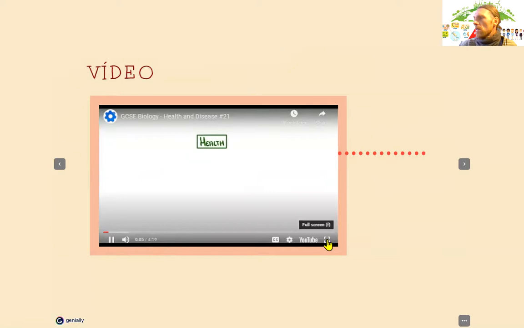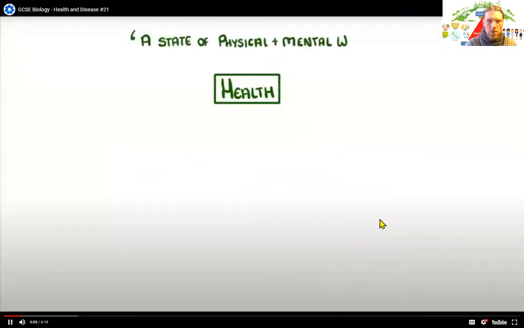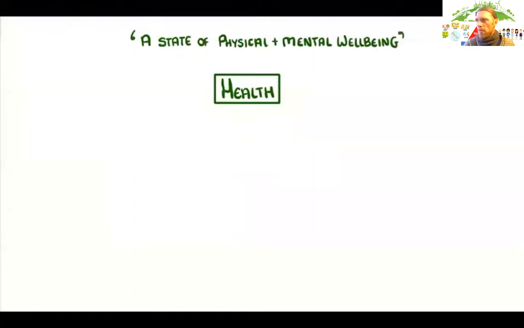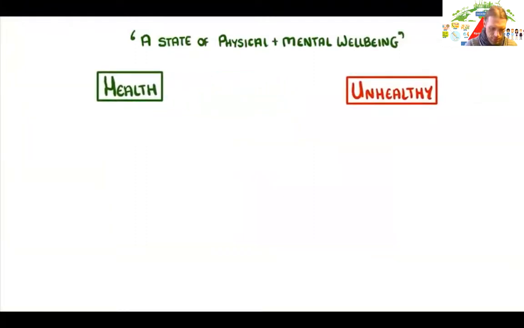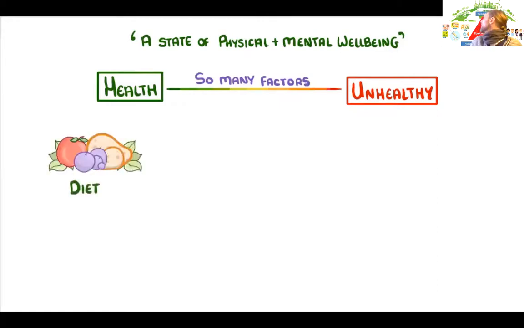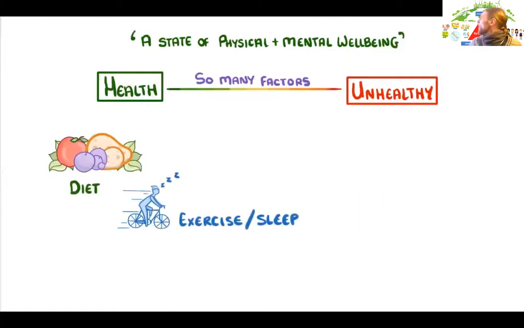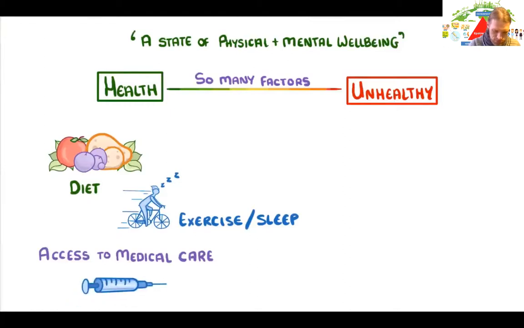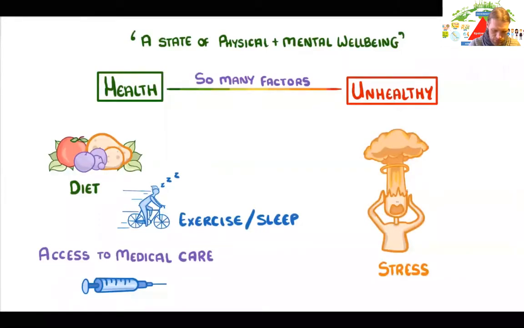We can define health as a state of both physical and mental well-being. Generally, though, we don't class ourselves as being either healthy or unhealthy. Instead, we exist on a spectrum, with some people being either more or less healthy than others in certain ways. One of the reasons that people vary so much is that there are so many factors that affect our health. The main factors for good health are things like a well-balanced diet, getting enough exercise and sleep, and having access to medical care, in particular preventative medicines like vaccines. On the other hand, if we don't have these things, or if we have too much stress, for example, we might become less healthy or ill.